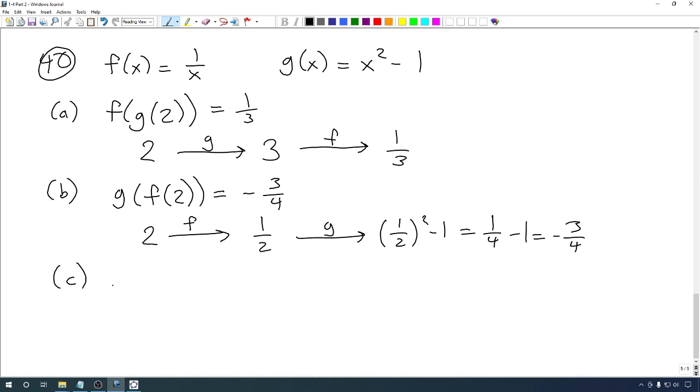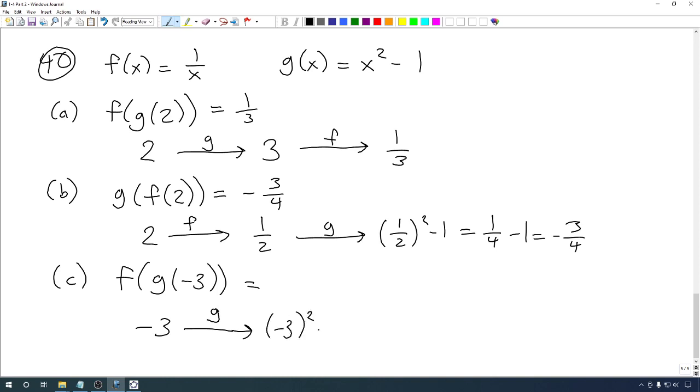Part C, similar to part A, we have f of g of -3 this time. So we're taking -3. We're first going to put it into g, because that's the first one the -3 sees. We put that in here. We'll go ahead and write it out this time.